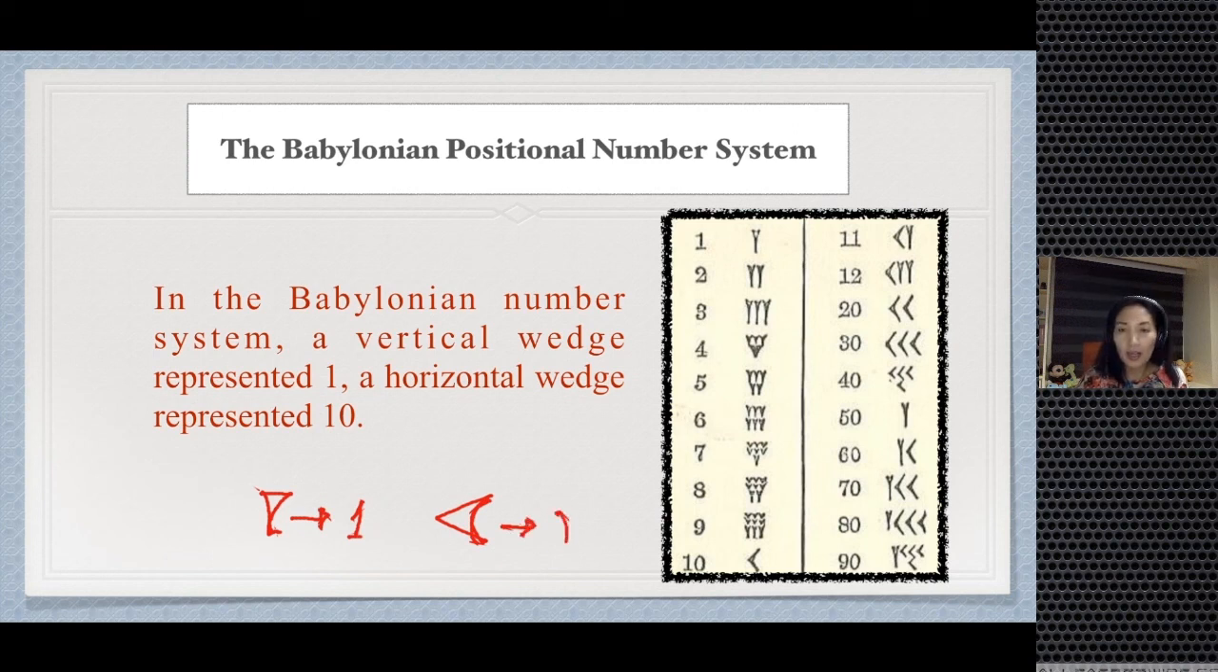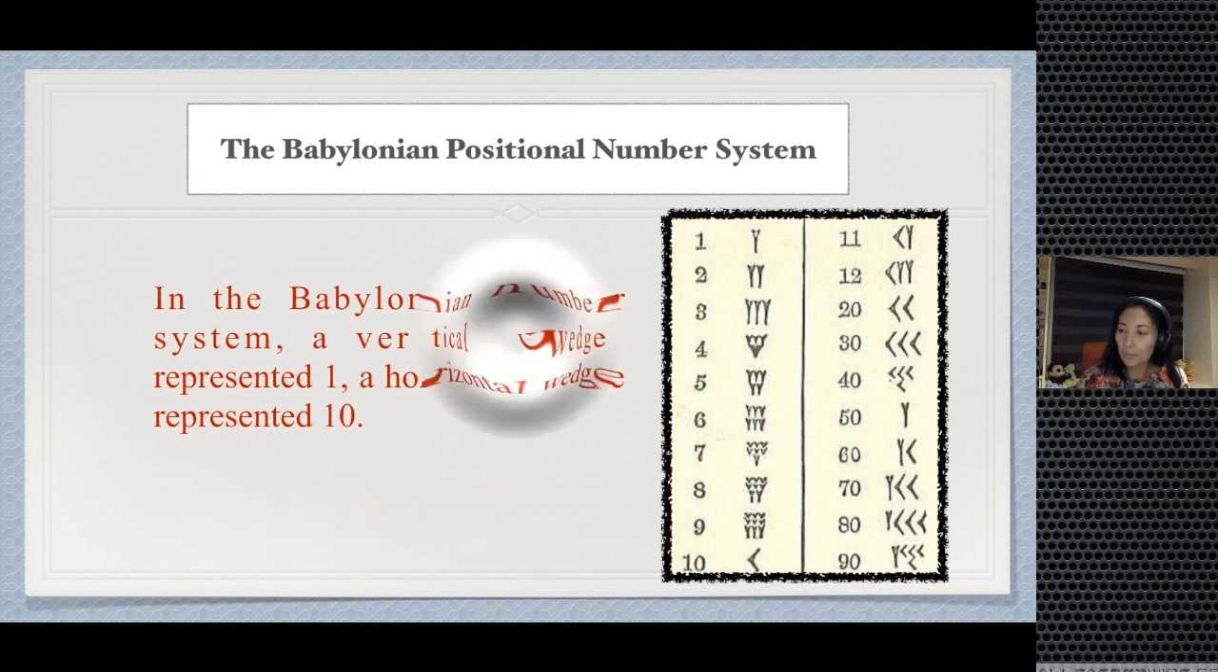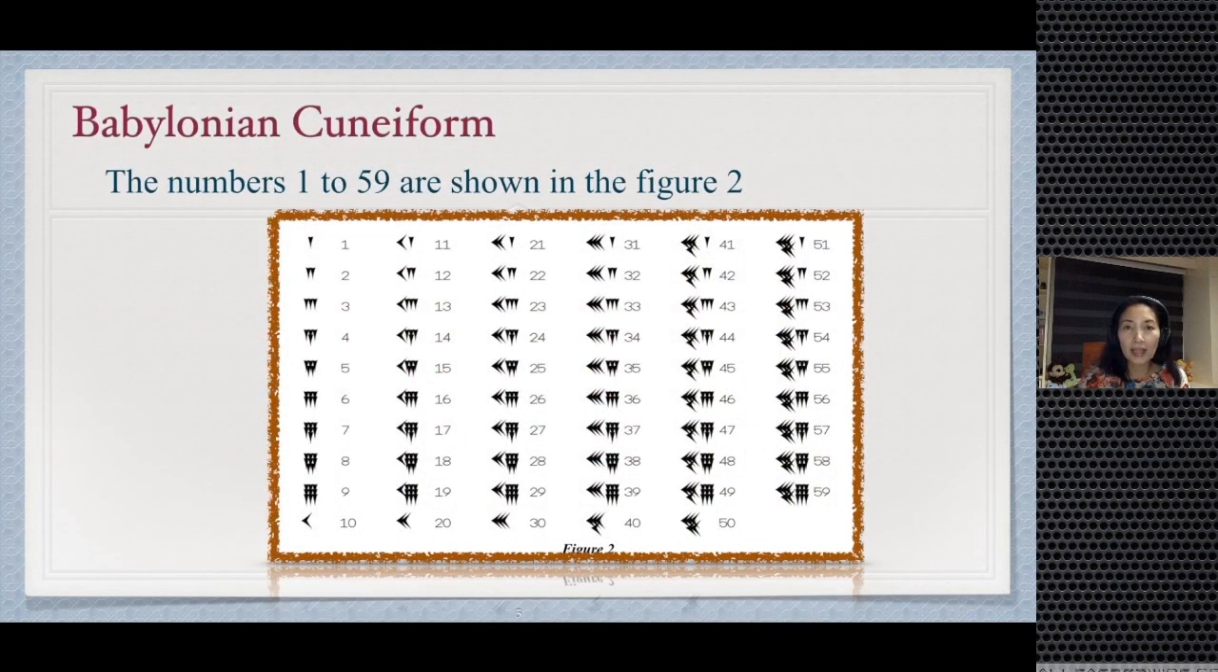So that's the difference. Can you recall from the Egyptian hieroglyphics? 1 is represented by a vertical stroke, and 10 is represented by a heel bone. Okay, so for the Babylonian system, 1 is represented by the vertical wedge, and 10 is represented by the horizontal wedge. So the numbers 1 to 59 then are written in this manner.